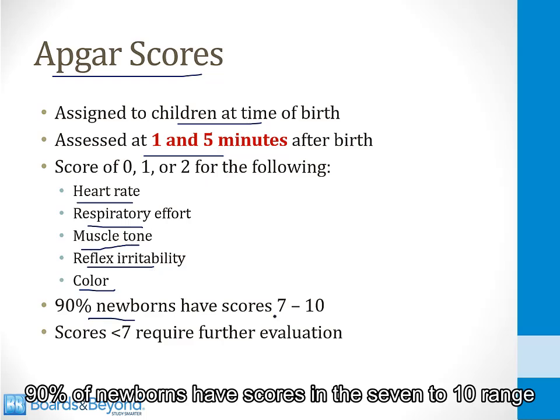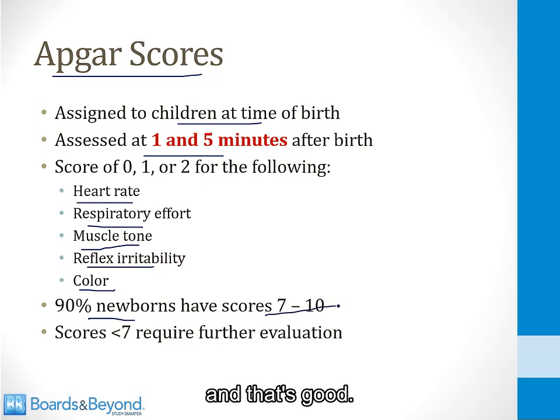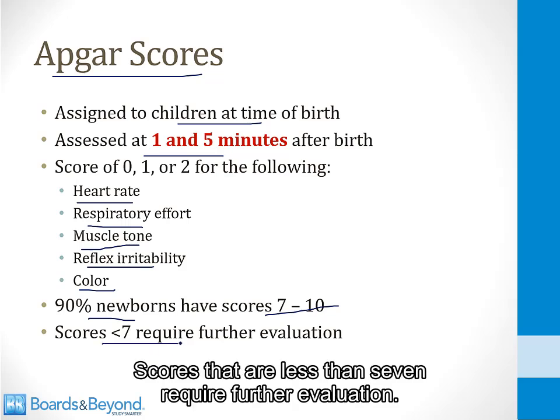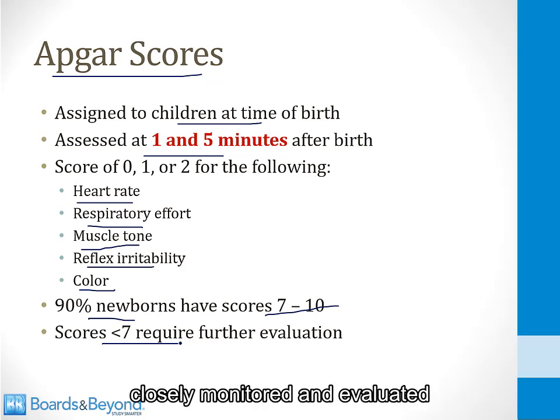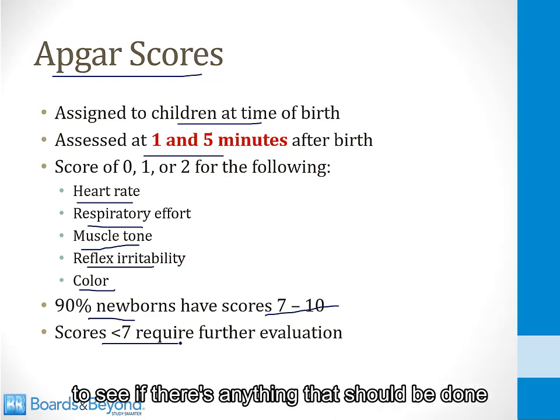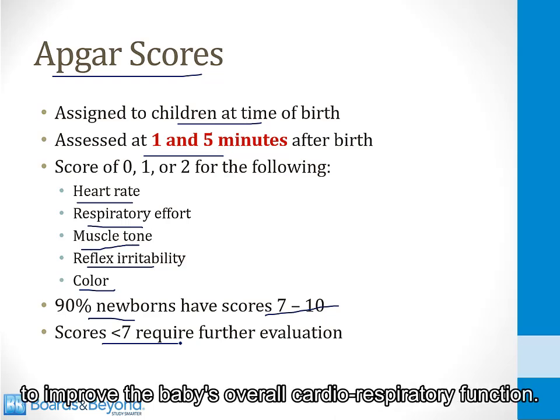90% of newborns have scores in the 7 to 10 range, and that's good. Scores that are less than 7 require further evaluation. They don't necessarily mean something is wrong, but they mean that the baby needs to be closely monitored and evaluated to see if there's anything that should be done to improve the baby's overall cardiorespiratory function.